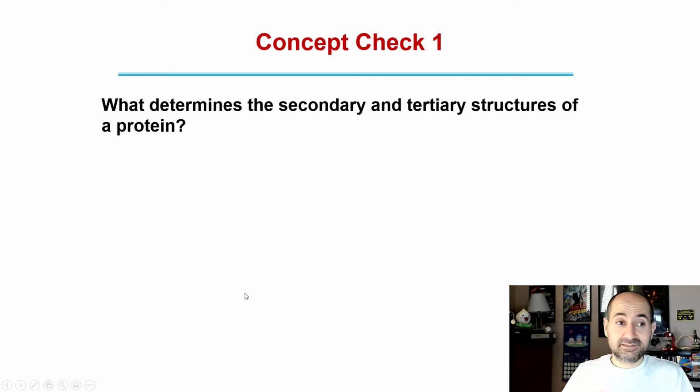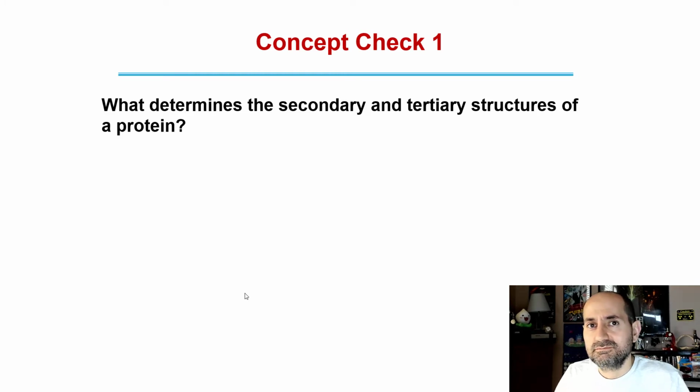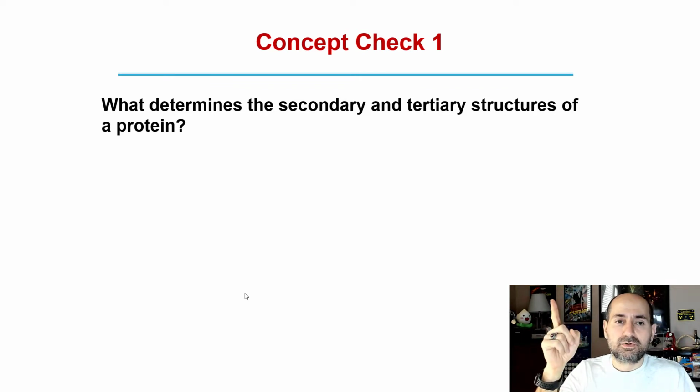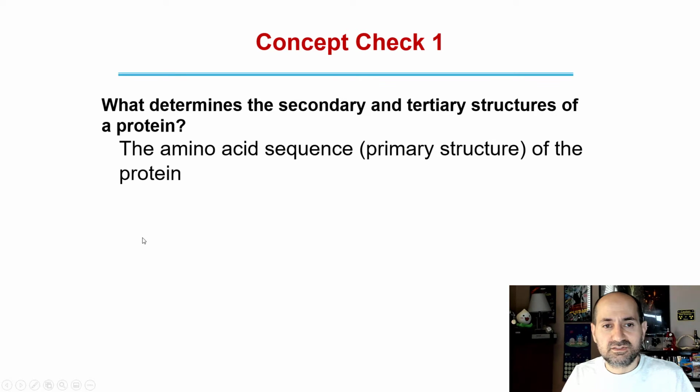Concept check number one. What determines the secondary and tertiary structures of a protein? Do you recall this from biology 1406? If you don't recall this, I will go ahead and throw up another card. Okay, here's a card. And this card is about the structure of proteins and how proteins are formed, how the secondary structures form, primary, secondary, tertiary, quaternary structure of proteins. If you don't remember this, this was from a different chapter in biology 1406. I'm going to throw that card up. Please review that.